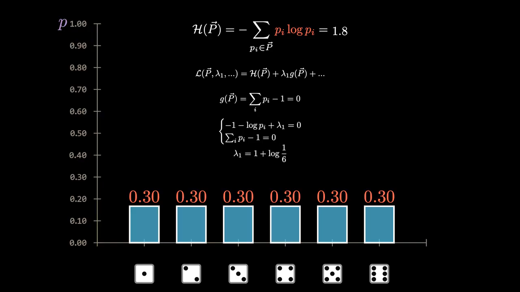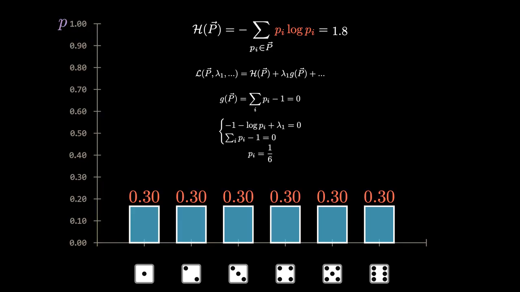We can substitute its value in the first equation of the system to find the value that pi must take. We find that the probability that the dice ends up on any of the faces is 1 in 6. In other words, this means that the least biased probability distribution, if we have no information on the system other than the normalization of probabilities, is uniform. Intuitively, this totally makes sense.